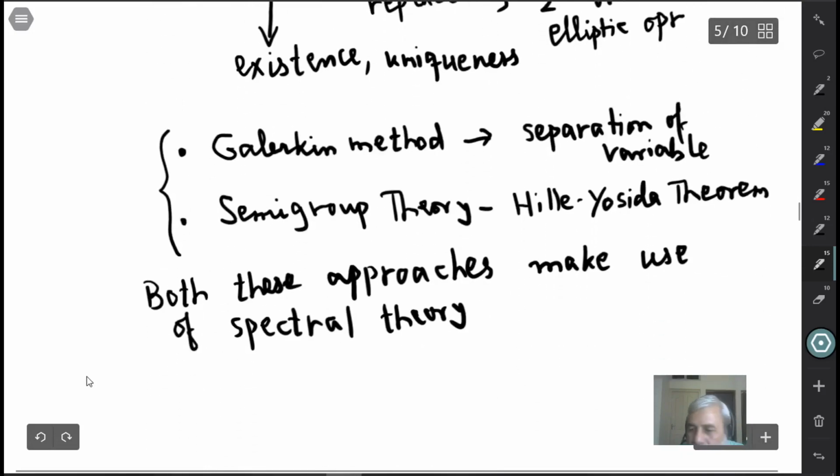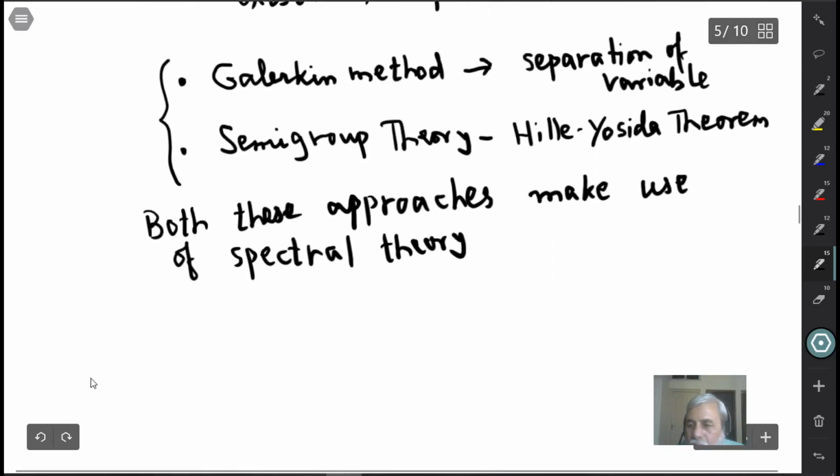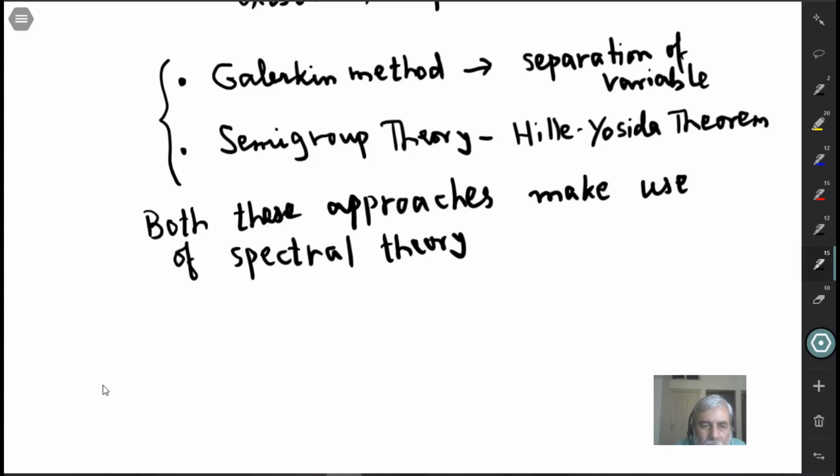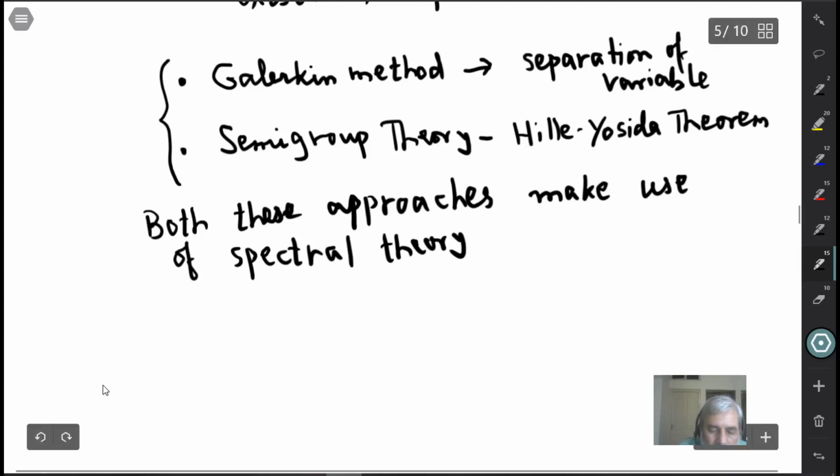Okay, so with one final remark. So far we have only considered bounded domains. Okay, and the story is very much different if you go for unbounded domains.